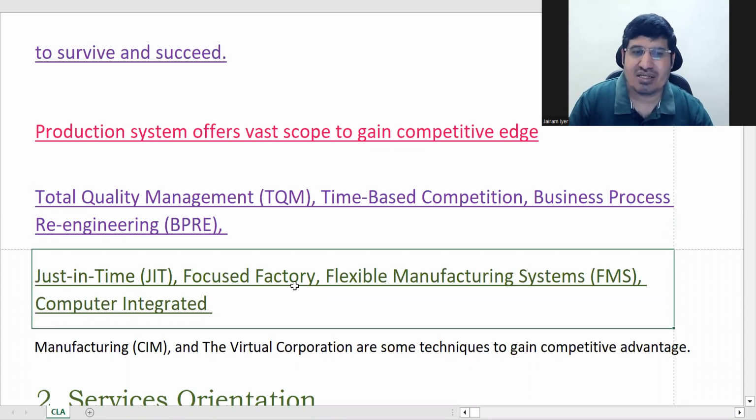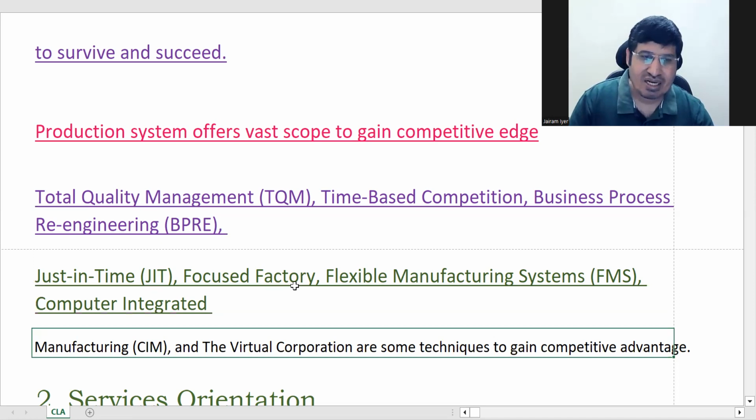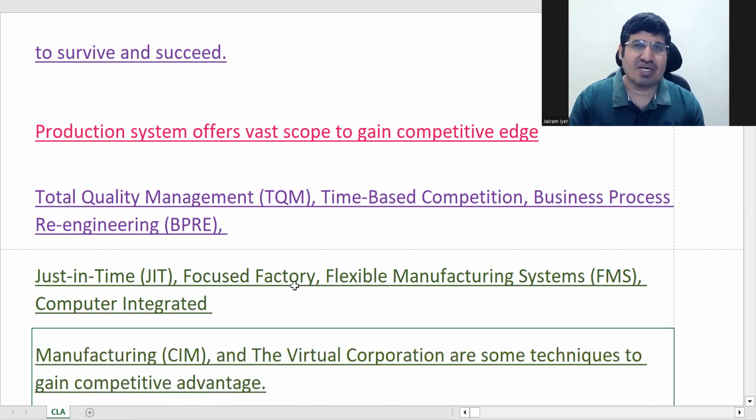Then similarly, you have focused factory and flexible manufacturing systems. Flexible manufacturing means you don't build a system that can produce only one type of product. You build it in such a way that you can produce 3-4 kinds of products. If one product is out of demand, you still have something else. So be flexible. And computer integrated manufacturing, like SAP and all the software which we have.